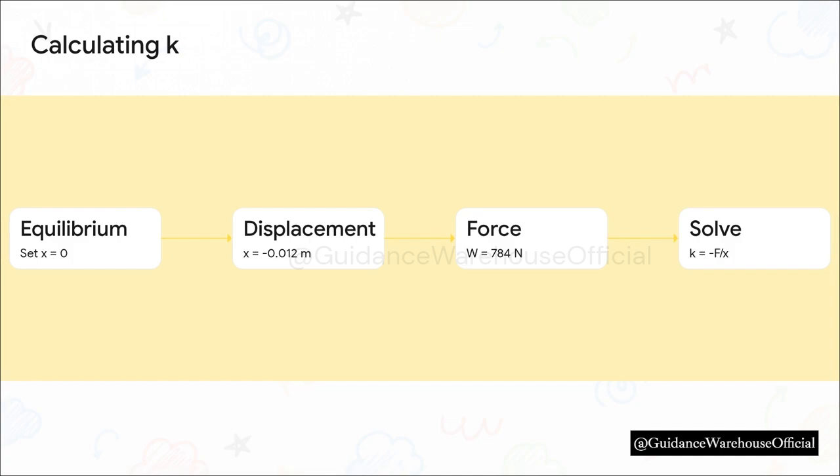The restoring force is equal to the person's weight pushing down, so 80 kilos times gravity, 9.8 meters per second squared, gives us 784 newtons. Finally, we just rearrange Hooke's law to solve for k. k equals negative F divided by x.